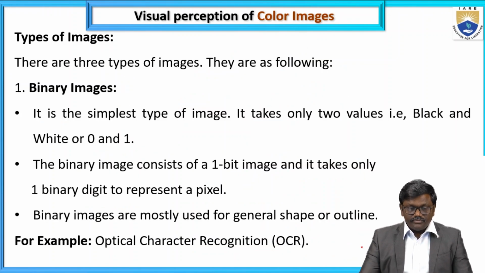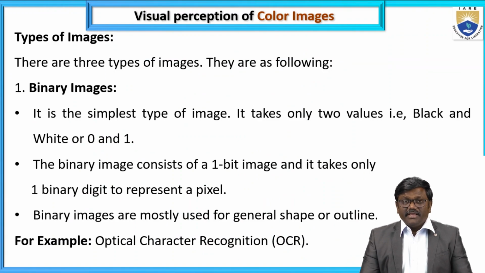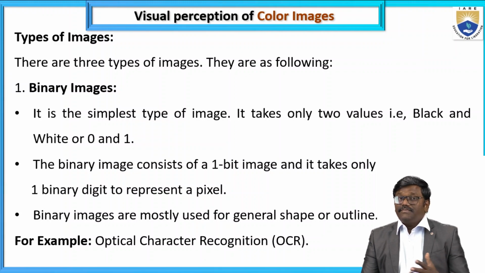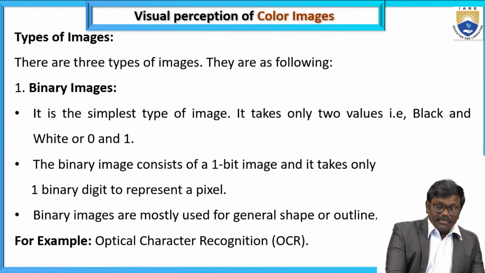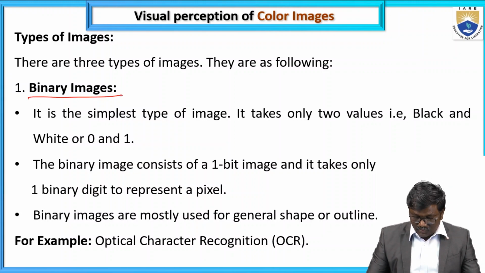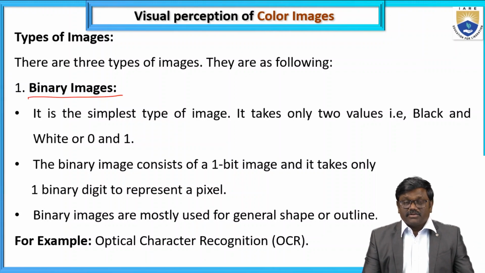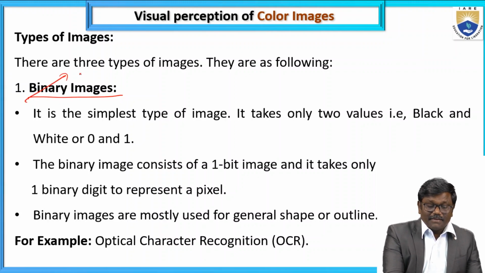Next, we are going to classify different types of images based on the structure of the eye. There are three types of images as follows. The first one is the binary image. The meaning of binary is that it represents zeros and ones only.